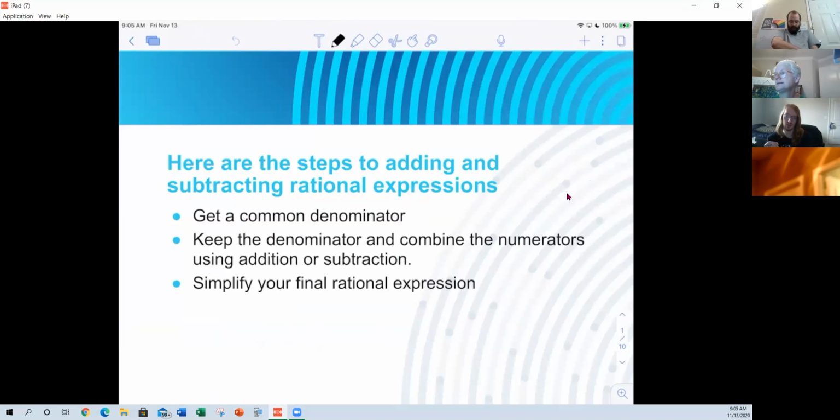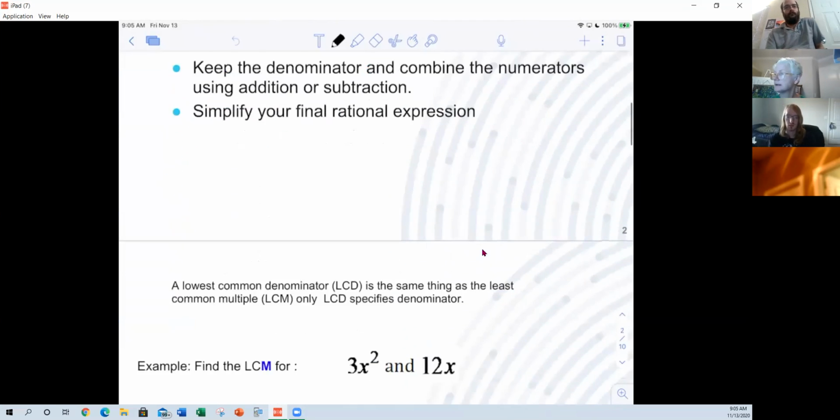So these are the steps for adding and subtracting rational expressions. You first have to get a common denominator. Then you keep the denominator and combine the numerators, and then you simplify. So let's look at that.